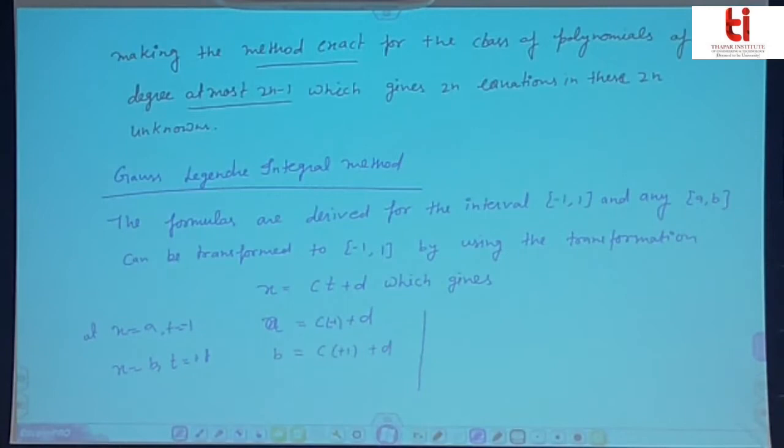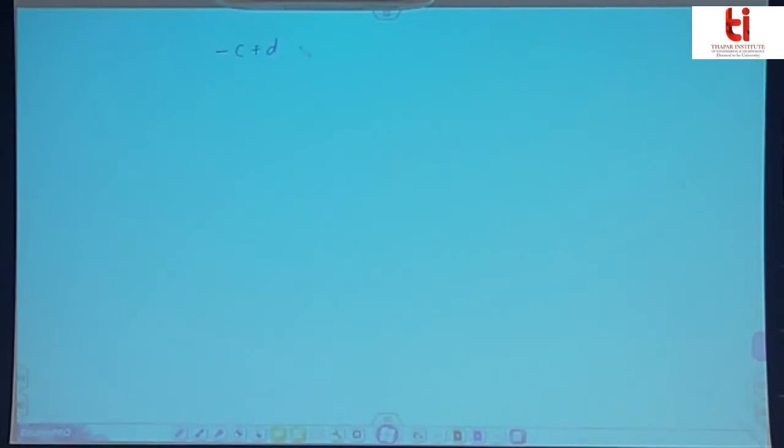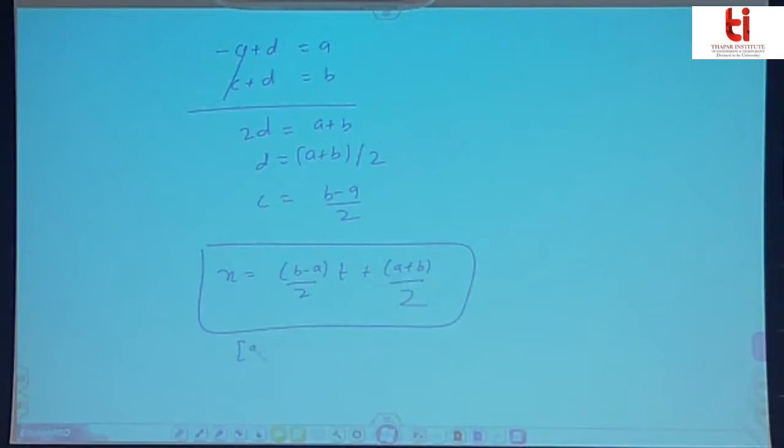Compute the value of c and d from here in terms of a and b. So this implies that minus c plus d equal to a and c plus d equal to b. So the value of d is coming out to be a plus b upon 2, and c is b minus a upon 2. So just the transformation we are getting here is b minus a upon 2 into t plus a plus b upon 2. So using this transformation, any interval a to b is converted into the interval -1 to 1.